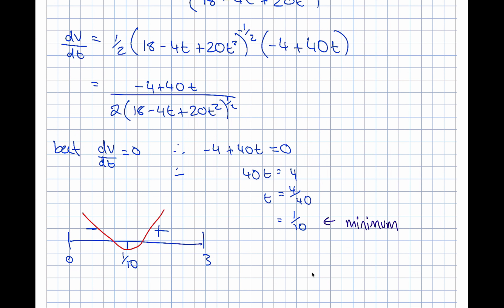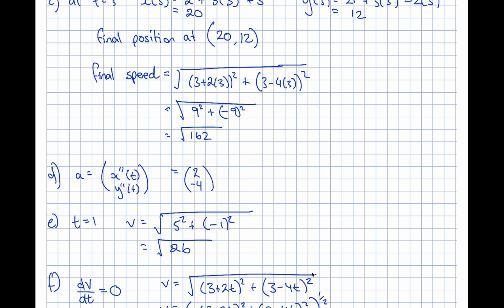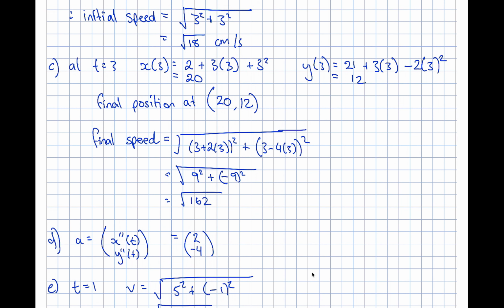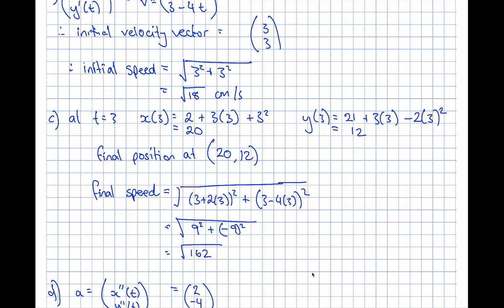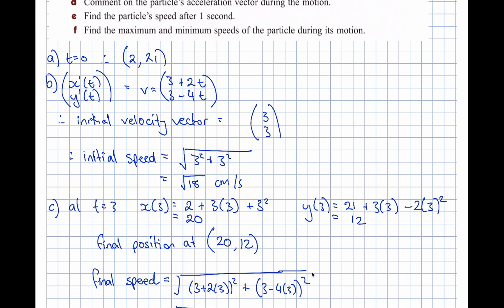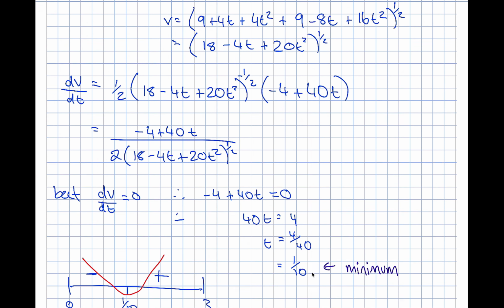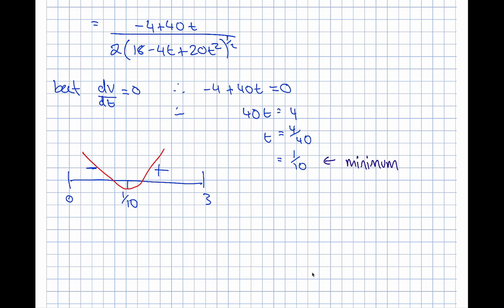So the maximum is either going to be at time equals 0 or time equals 3. Okay, and we already have velocities for them, I believe. Didn't we work them out? We have the final speed at time equals 3 is the root of 162, and the initial speed was the square root of 18. So the square root of 162 is going to be bigger than the square root of 18, so it's got a higher velocity at time equals 3. Okay, and it says find them. You would now put 1/10 in there, but I'm going to stop at that point, you can put that in.